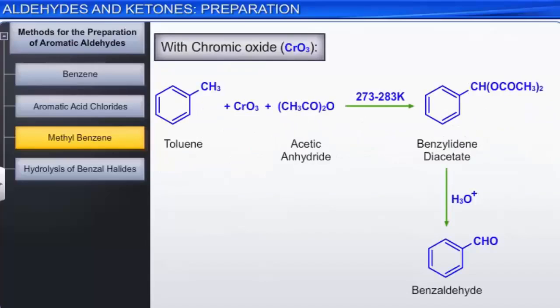Benzaldehyde can also be made from toluene. When toluene or substituted toluene is treated with chromic oxide in acetic anhydride, benzylidene diacetate is formed. This, on hydrolysis in the presence of an acid, yields the corresponding benzaldehyde.